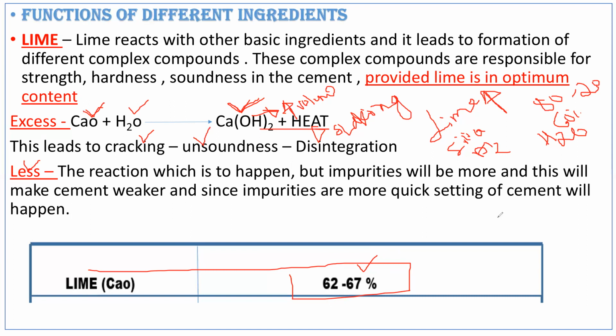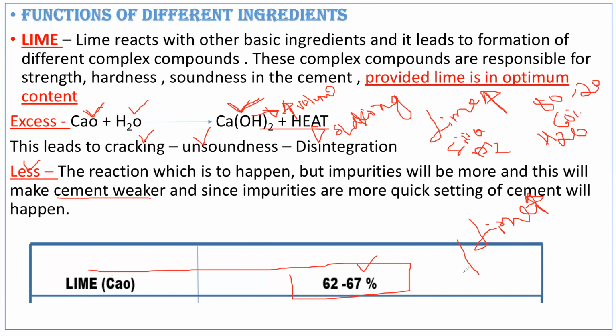That means impurities are more, right? It's very simple. If you're adding less lime, that means the impurities like silica, alumina, all those things are more. So the reaction is which is to happen, but the impurities will be more, and this will make the cement weaker, because the strength is actually given from the lime only. And if your lime content itself is less, the cement will become weaker, and since the impurities are more, the quick setting of a cement will happen. We already saw that if lime is more, the setting of a cement will take time, right? Quick setting will not happen.